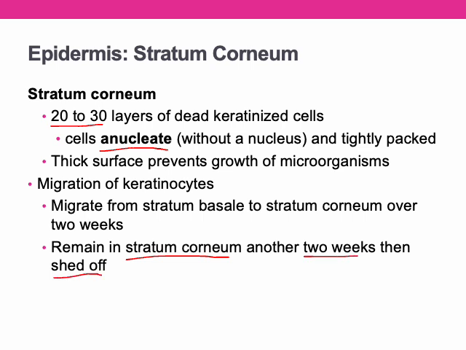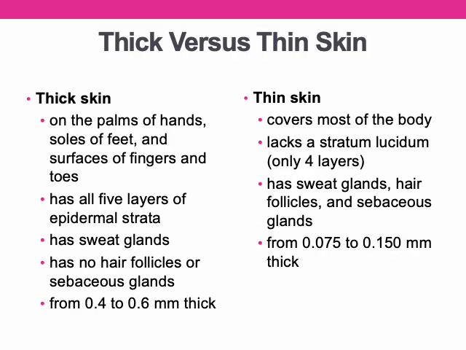So the life cycle of a keratinocyte, from once they are produced in stratum basale all the way to stratum corneum, it's about 2 weeks. Then they remain in stratum corneum for 2 weeks. So as a result, they have a life cycle of 1 month. Now here is a quick comparison between thick and thin skin.